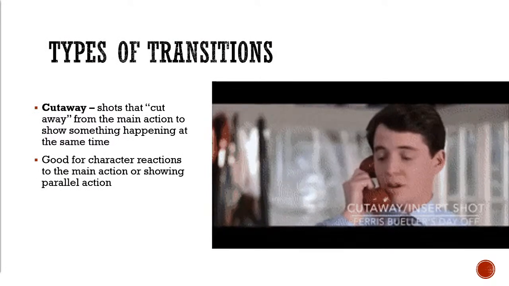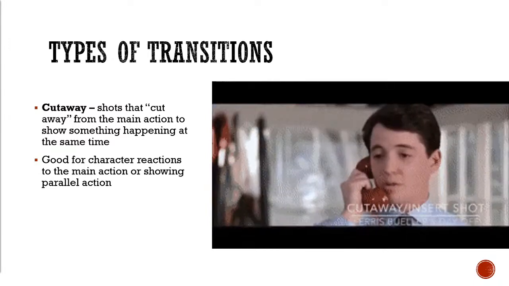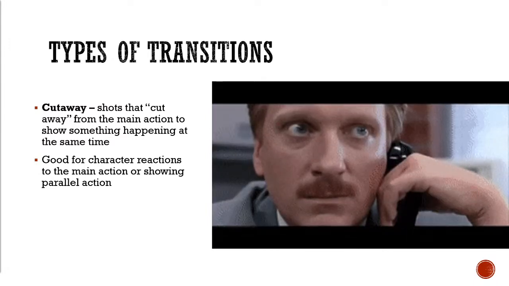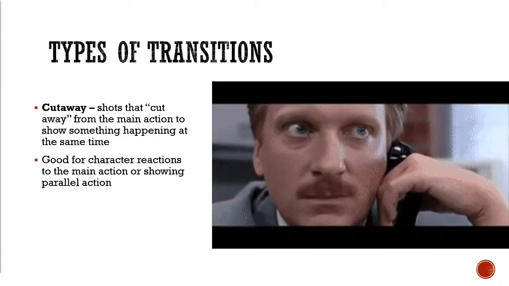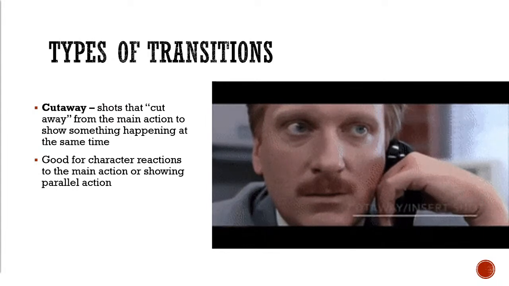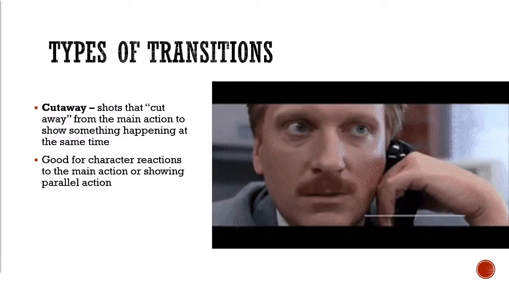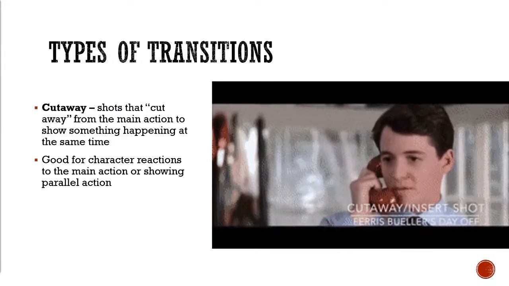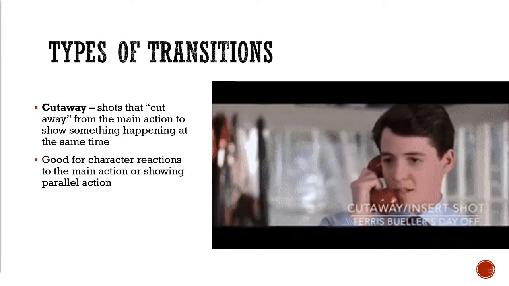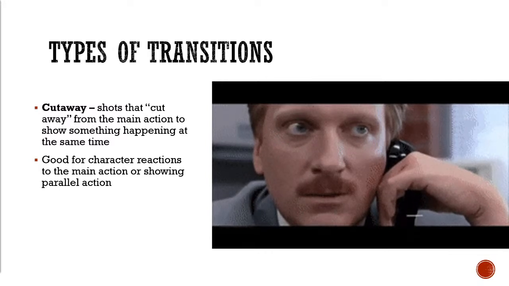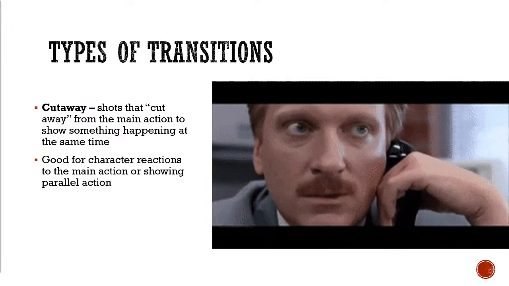Sometimes you get a cutaway, so it's shots that cut away from the main action to show something happening in the same place or in the same conversation at the same time. So, in this scene from Ferris Bueller's Day Off, Ferris is calling the school to say, I don't feel well, I'm staying home. And Principal Rooney doesn't believe him. And so it cuts away from Ferris to Principal Rooney to show Principal Rooney's emotional reaction to Ferris's shenanigans.